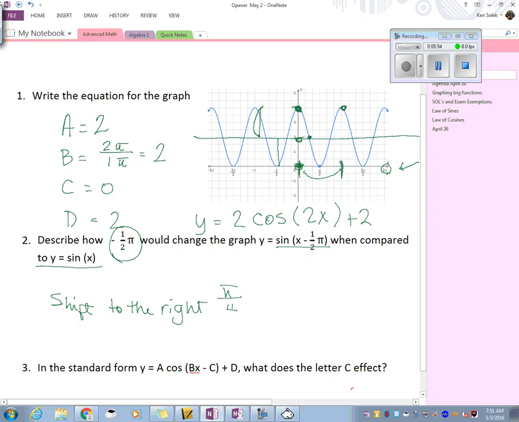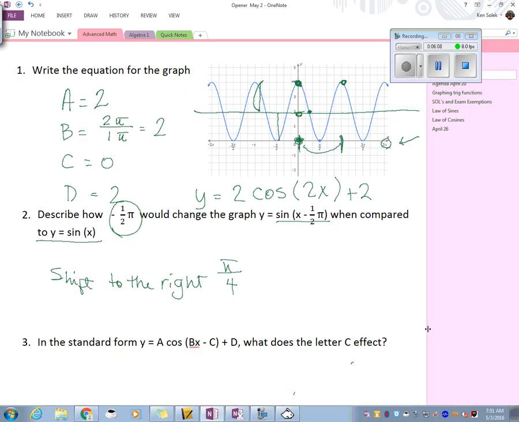One-fourth pi. Okay, number 3, in the standard form A cosine bx minus c, what does the letter c affect? And it would affect phase shift or horizontal shift, because those are the same thing.